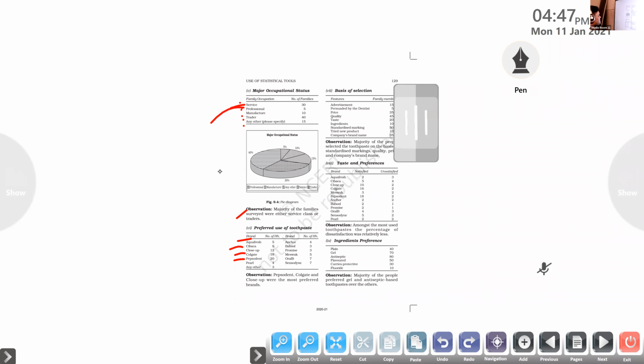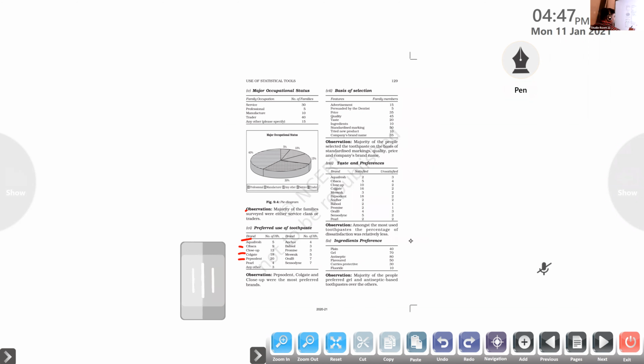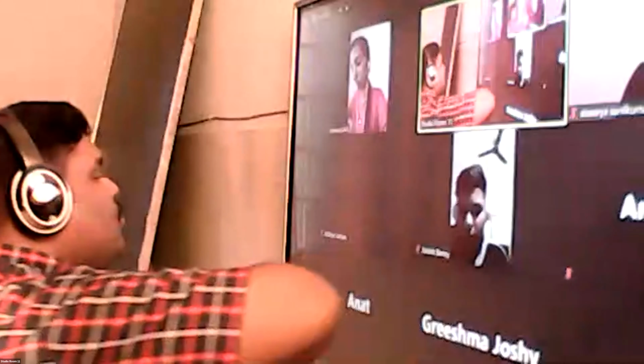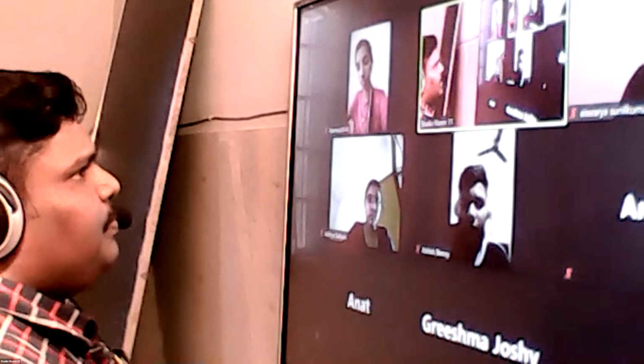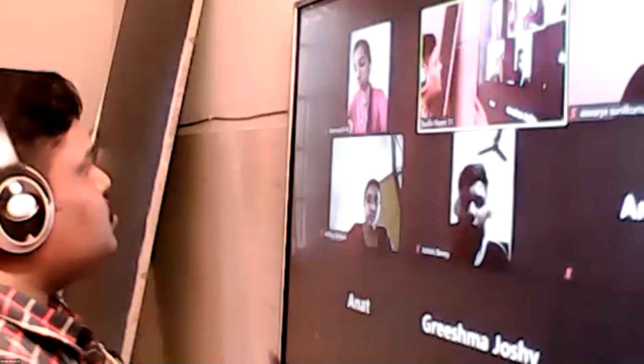Okay, ingredient preferences. What ingredients do you want to use? Plain, gel, antiseptic, flavored, cavity protection, fluoride. Some people required antiseptic. Some people required flavored. So you will go with gel toothpastes. Clear? Okay, so you know that Clorox is the most famous gel toothpaste brand in India. So if gel toothpaste is mentioned, the first thing that comes to our mind is Clorox. To beat that product, Colgate also started another brand.